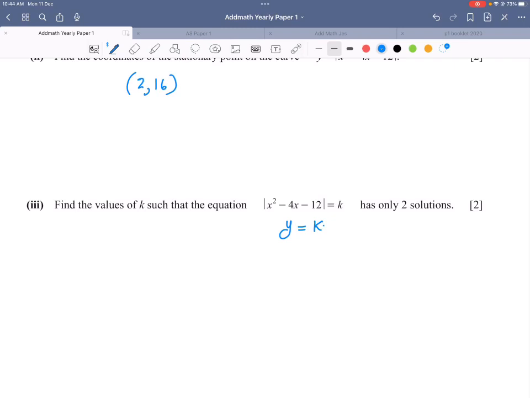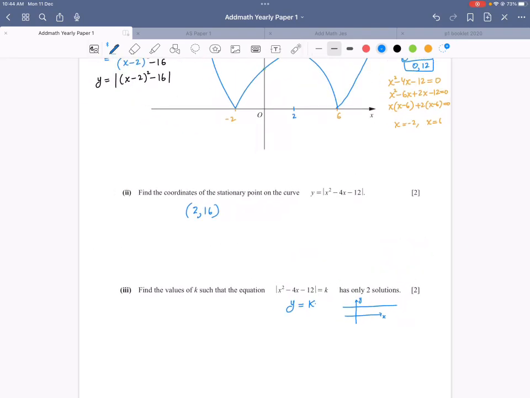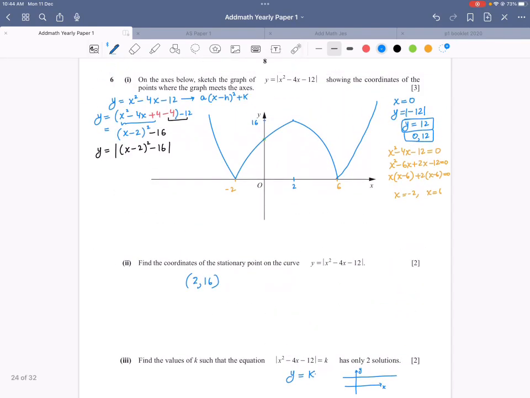Now y equals k. If we construct a line of y equals a constant, it will be a straight line. So y equals k must be a horizontal line because there is no slope, right? So we need to construct the line in such a way that it has only two solutions now. For example, if you construct a line like this, how many solutions are there? There are 4. 1, 2, 3, 4. There are 4 solutions, right?